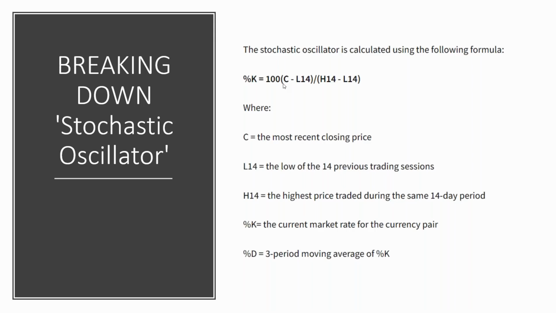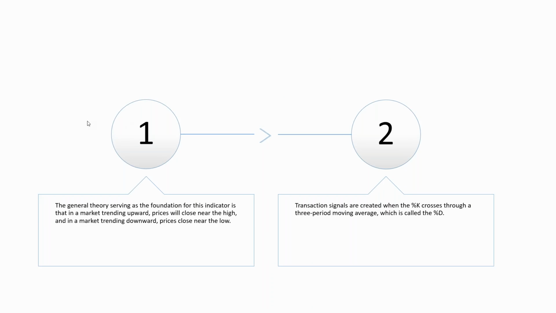Whenever we modify it, we simply change it so the K line is equal to 100 times C minus, in our little presentation, L8. And L8 would be the low of the 8 previous trading sessions. Then we divide it by the high of the 8 previous trading sessions minus the low of the 8 previous trading sessions. So the general theory serving as the foundation for this indicator is that in a market trending upward, price will stay near the high. In a market trending downward, the price will stay near the low.